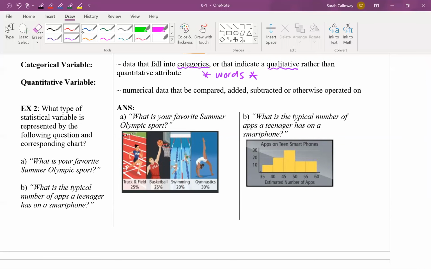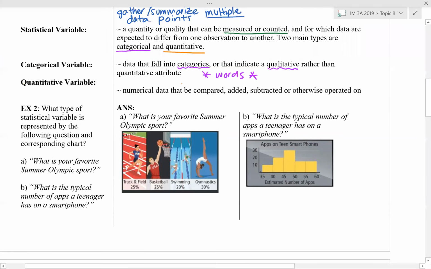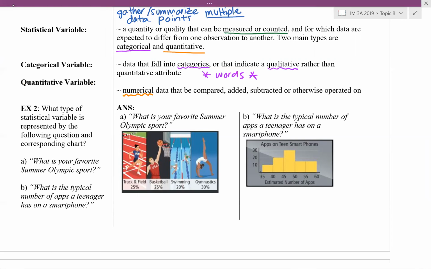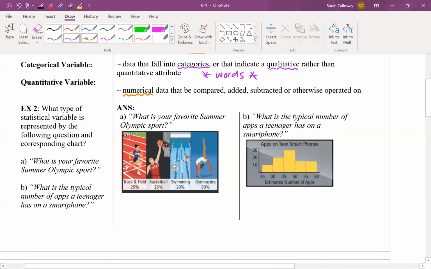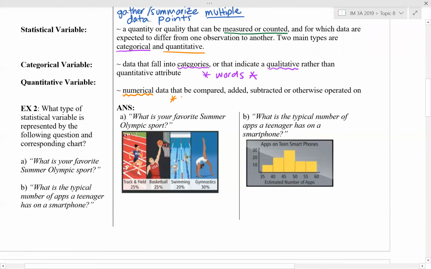So again, you should be familiar with the terms quantitative versus qualitative, right? And so a quantitative variable is numerical data that can be compared, added, subtracted, and otherwise operated on. So all that I can do with categories is count them, versus a quantitative variable, I can add them, multiply them, subtract them, find their average, that kind of thing. And so ultimately, those are the two main categories that we'll talk about in terms of types of variables. So whether we have data that is words or data that is numbers.